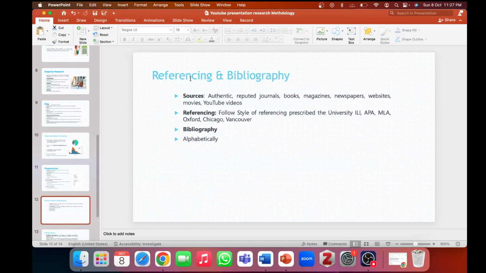Then comes referencing and bibliography. The sources you are using, they should be authentic, reputed journals, books, magazines, etc. It could be YouTube videos also. Then referencing style, whatever your university prescribes, you have to follow that style. Then you have to write bibliography. Bibliography is written in alphabetic manner.